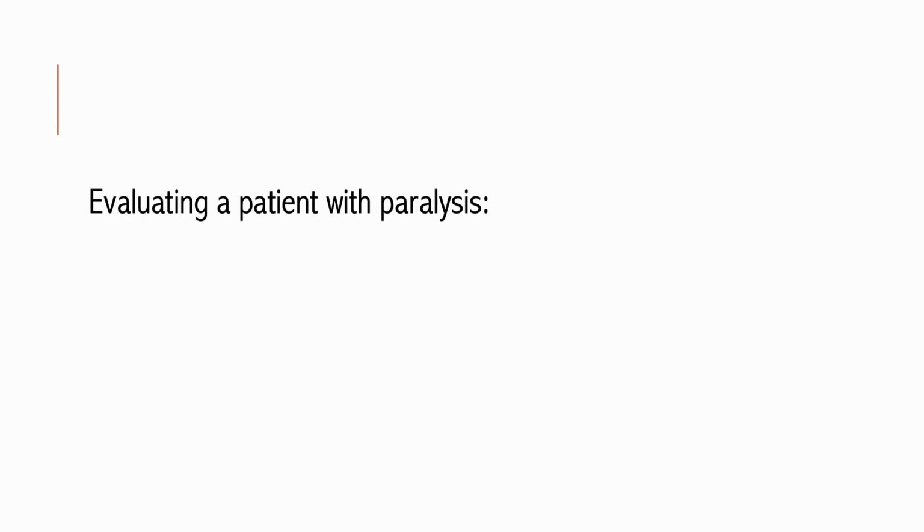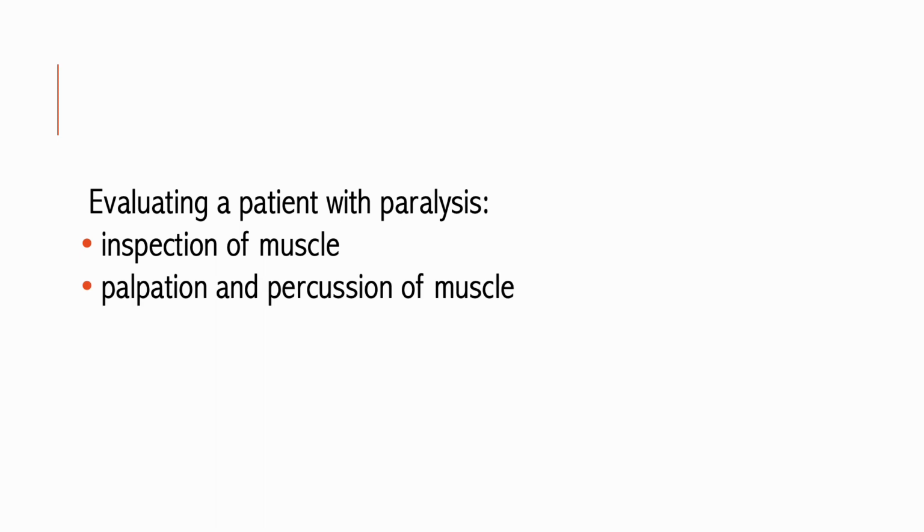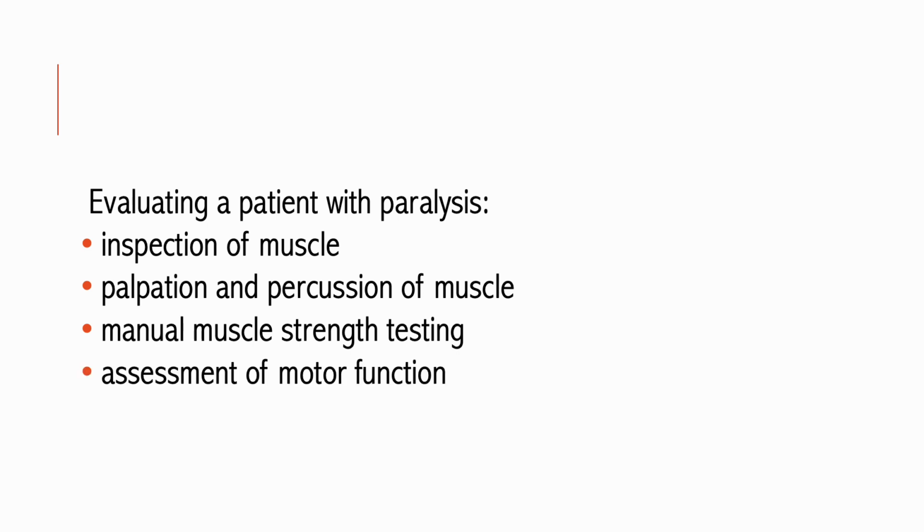When evaluating a patient with paralysis, the practitioner should follow a systematic approach that includes inspection of muscle, palpation and percussion of muscle, manual muscle strength testing, and assessment of motor function. It is useful to pair the testing of each muscle group immediately with the testing of its contralateral counterpart to enhance detection of any asymmetries and record detailed information of any changes.